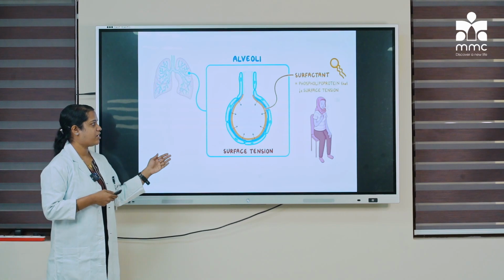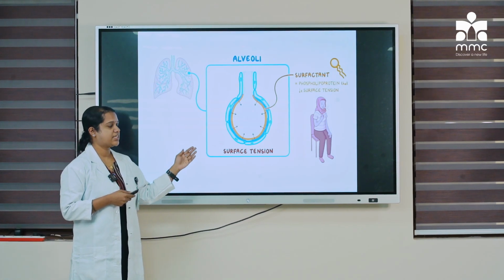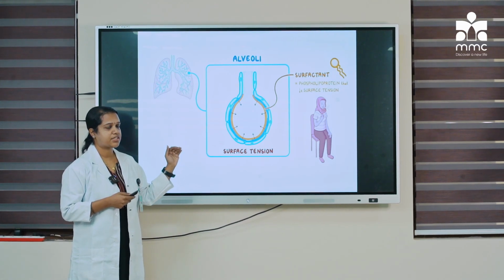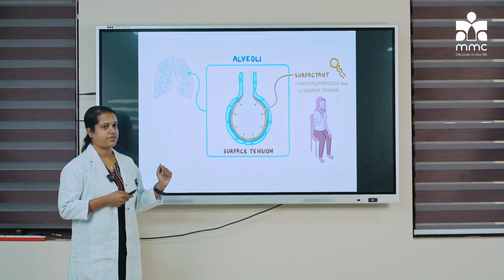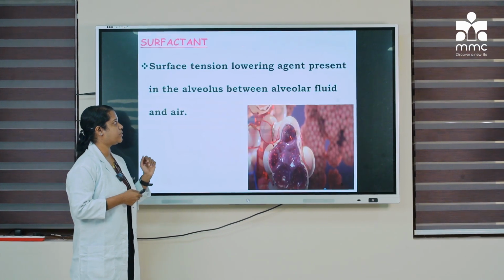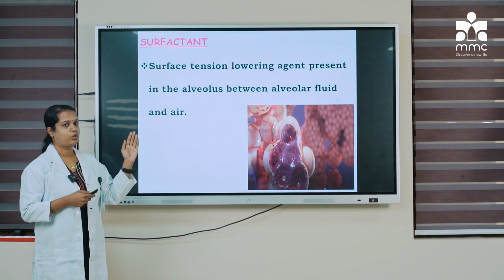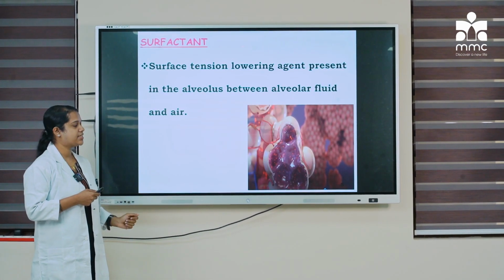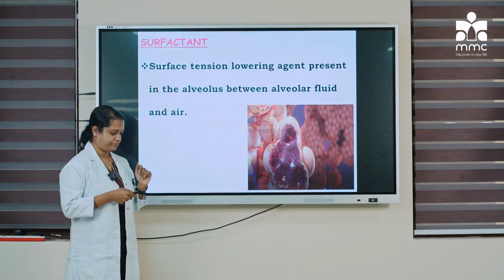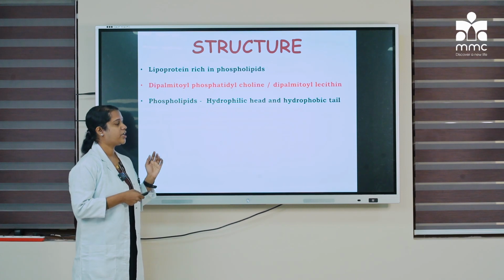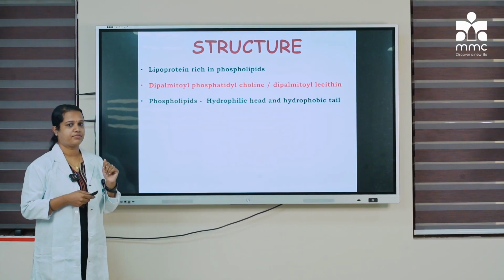Now inside the alveoli there is a specific agent that helps to keep the surface tension at a reduced level. This agent is called the surfactant. So surfactant is a surface tension lowering agent which is present inside the alveoli between the alveolar fluid and the air. Now we will see the structure of the surfactant.